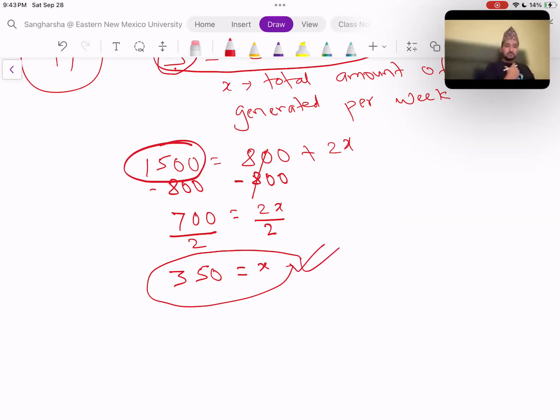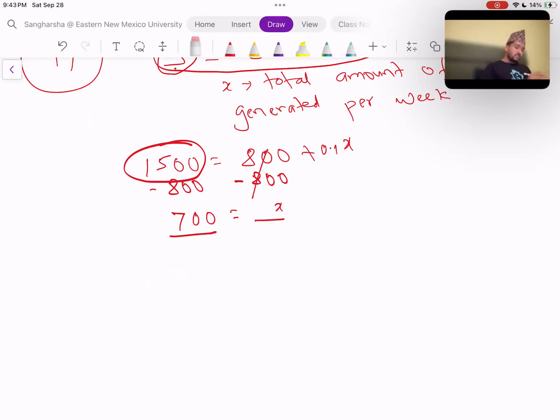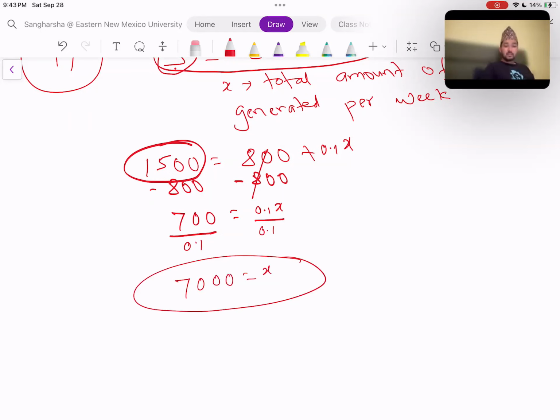I have a question. Yes. Where did you get the 2X from? Because it's 0.1X. Oh, okay. Thank you. Yes, it's okay. Yeah, it's not 2X. But yeah, so here everything remains the same. So you're going to have 0.1 instead of 2, okay? So you are dividing by 0.1 and you have a different answer. So to get rid of 0.1, you are dividing by 0.1, and it should be 7,000. So X is 7,000.